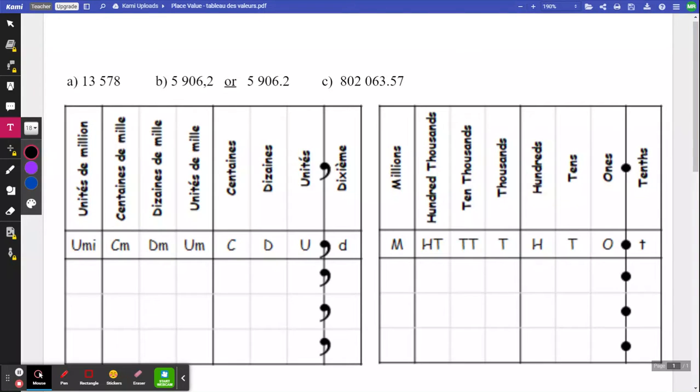D'accord. Donc, comment positionner les nombres dans un tableau de valeurs de position? So how to put numbers into the place value chart. Okay. Donc, voici deux tableaux des valeurs de position. Un, c'est en français. This one over on this side is in French. So this one is our French chart. Okay. This one over here is our English place value chart.